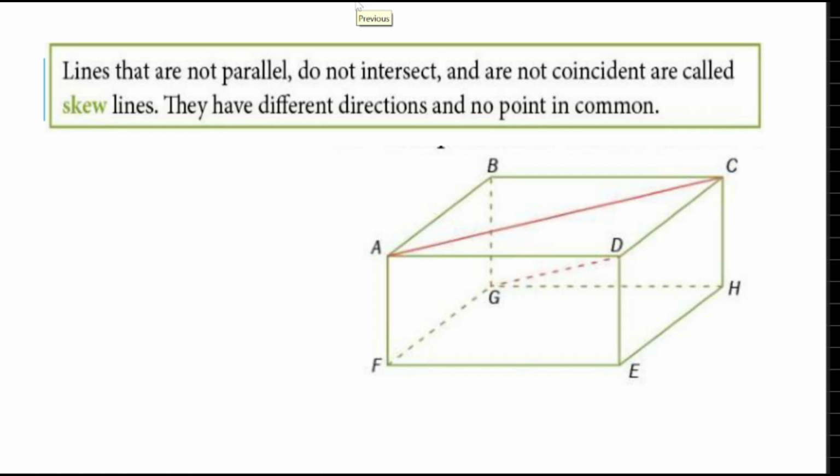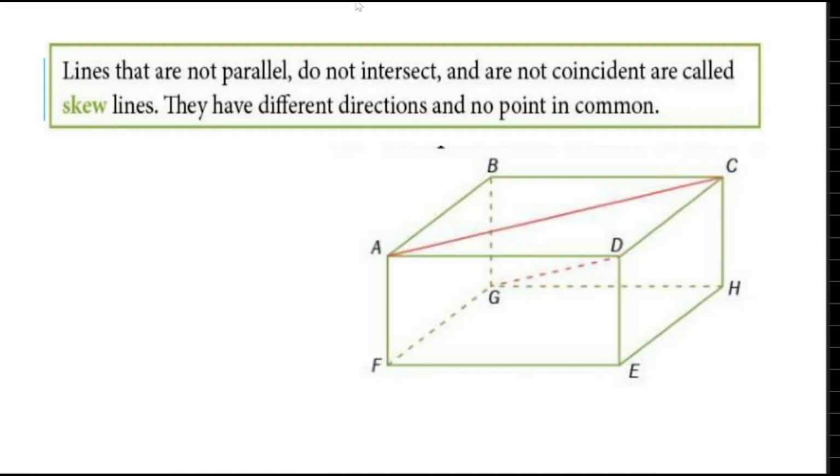Apart from intersecting lines, we also have what we call skew lines. Skew lines are lines that are not parallel. Skew lines are different from parallelism, perpendicularity or intersection. They are just some special lines. They are not parallel, they do not intersect and are not coincident. Those kinds of lines are called skew lines. Skew lines are not parallel, they do not intersect, and they do not lie on each other.